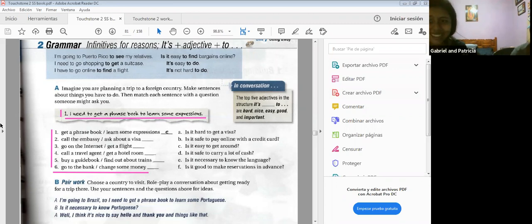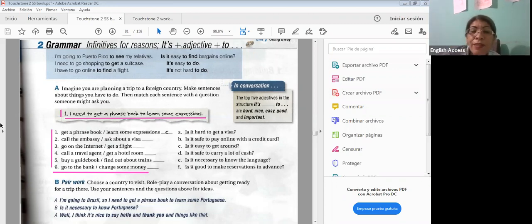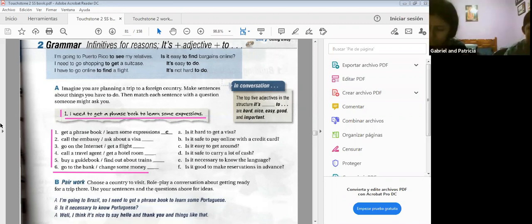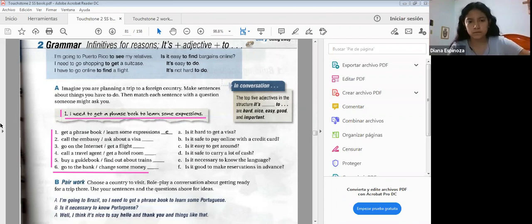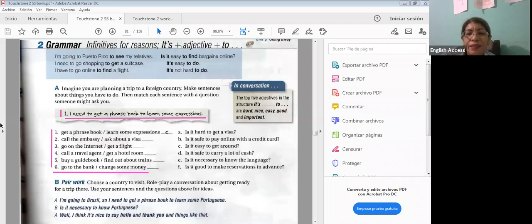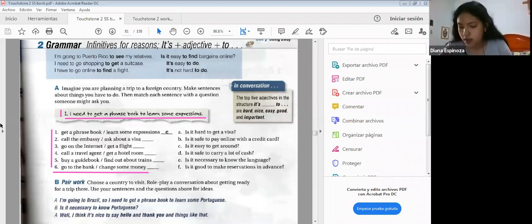Finish. Okay, so let's begin. Well, number one is your example. I need to get a phrase book to learn some expressions. Letter E. Is it necessary to know the language? Number two, Diana. I need to call the embassy to ask about a visa. And the letter is? Is it hard to get a visa?